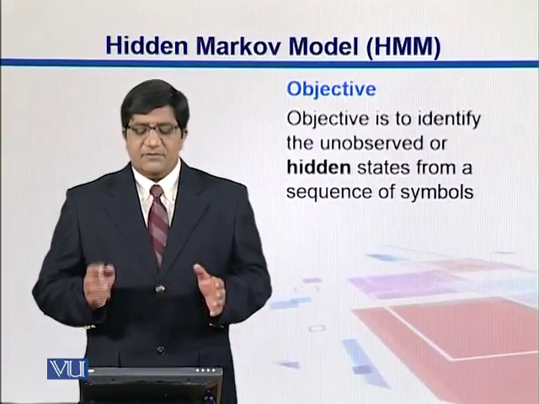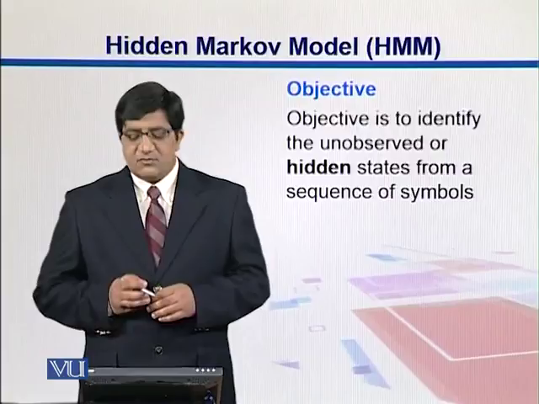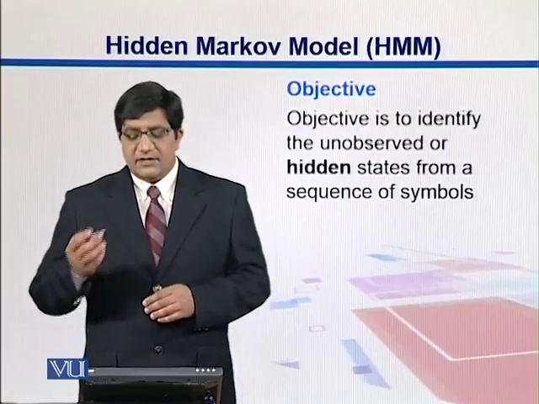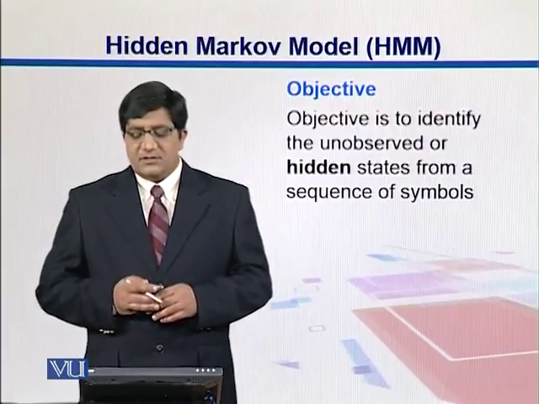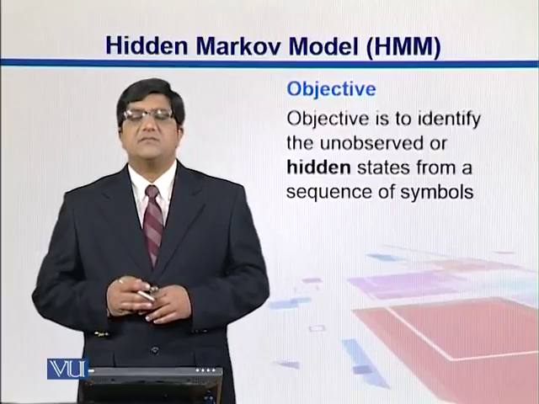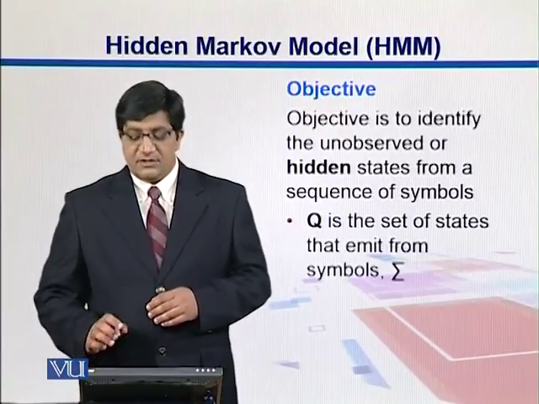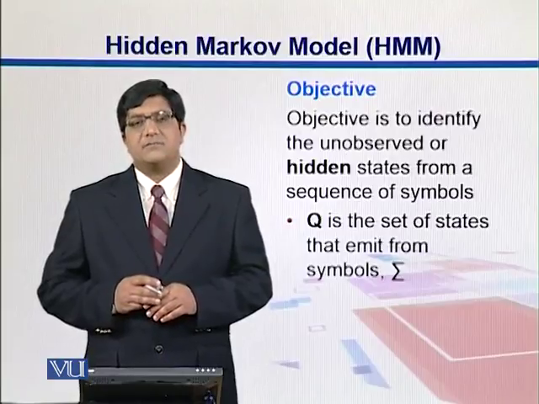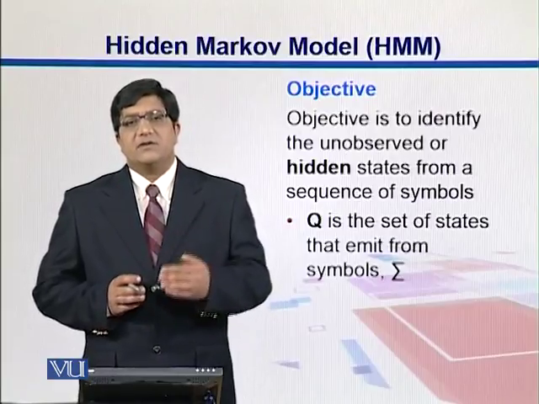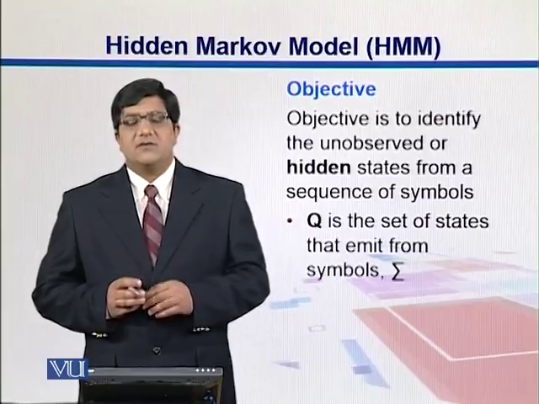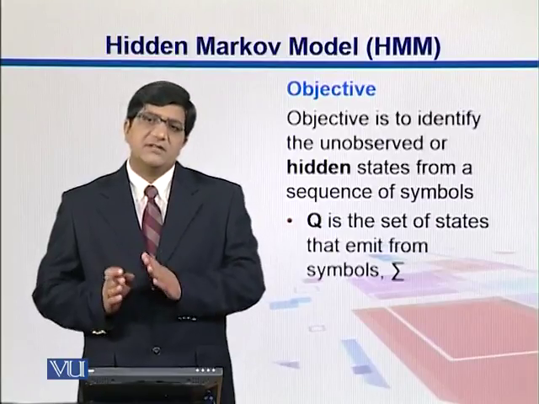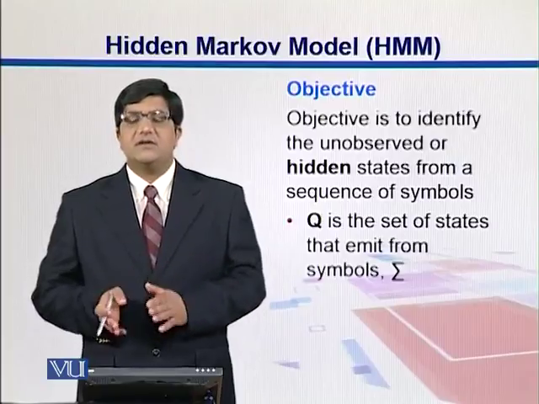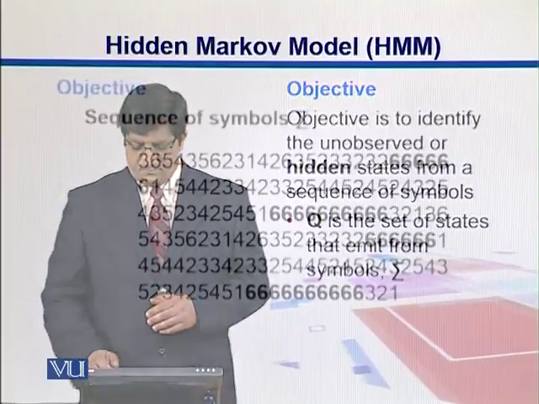The objective of learning this hidden Markov model is to identify the unobserved or hidden states from the sequence of symbols. So what we observe in nature is symbols, and our objective is to infer how many states there are while just looking at those symbols. So states are kind of hidden. What is in front of you is a sequence of symbols.